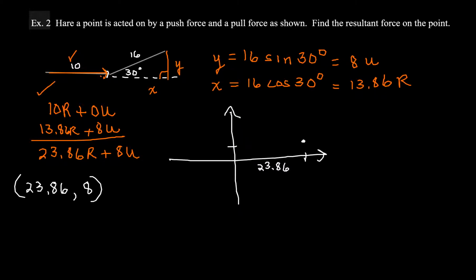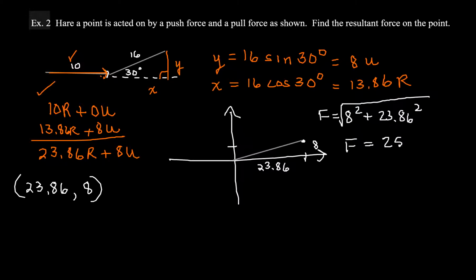We draw our resultant force. Let's see if I can even draw this. It's doubtful. Yep, I did it. And the height of this one would be 8. So you have to do the same thing again. You have to do the Pythagorean theorem. So you would say the force equals 8 squared plus 23.86 squared, and you would take the square root of that, and you get your force equals 25.17. That's how much force is being pulled on the rope if there were just one rope.